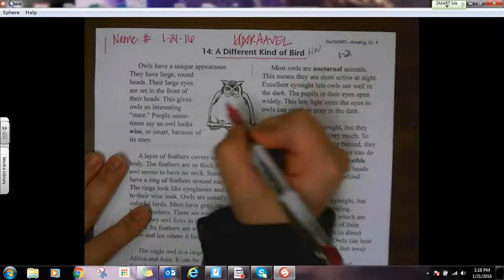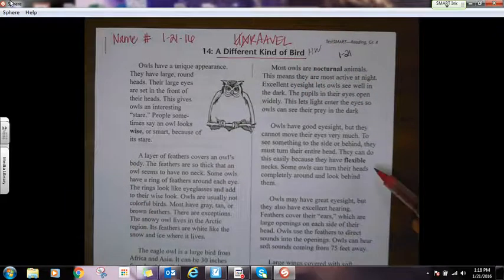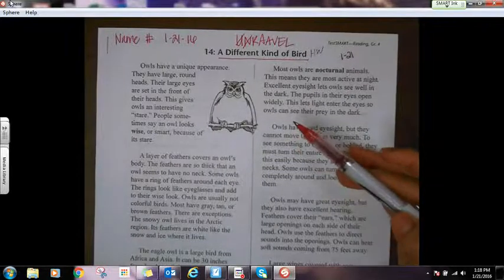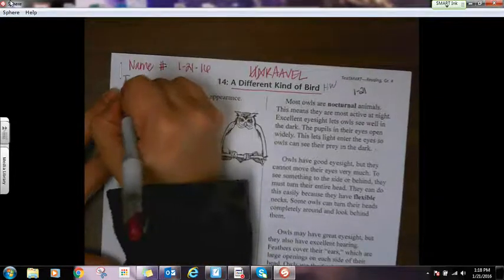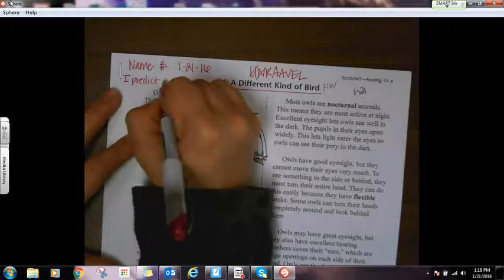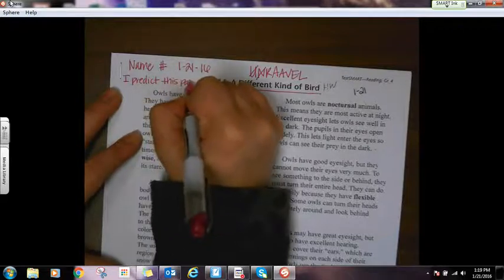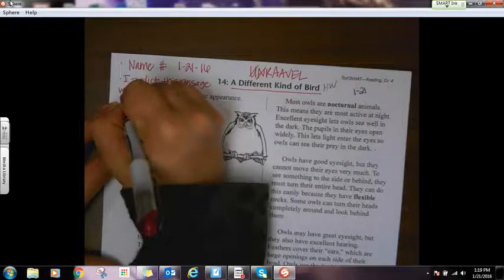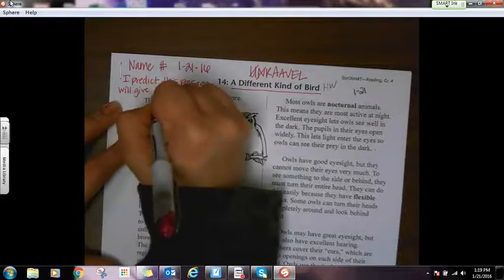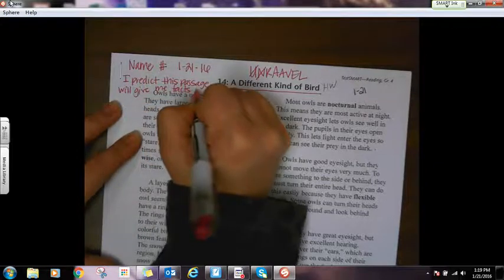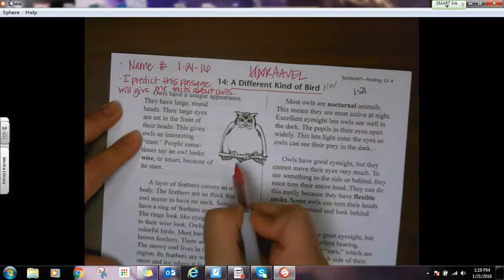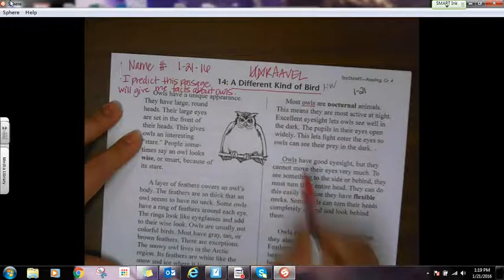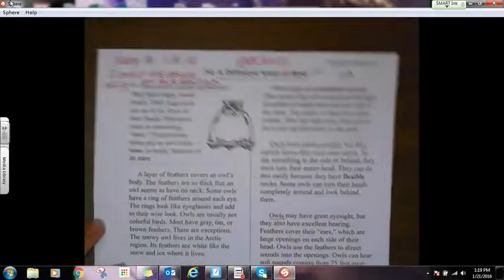So I'm kind of going to scan through, just pay attention to bold words or any graphics that they give me, looking on the back. So I'm going to make a prediction that this passage will give me facts about owls, because I do see a picture of an owl here, and as I glance through the passage, I see the word owl repeatedly throughout.